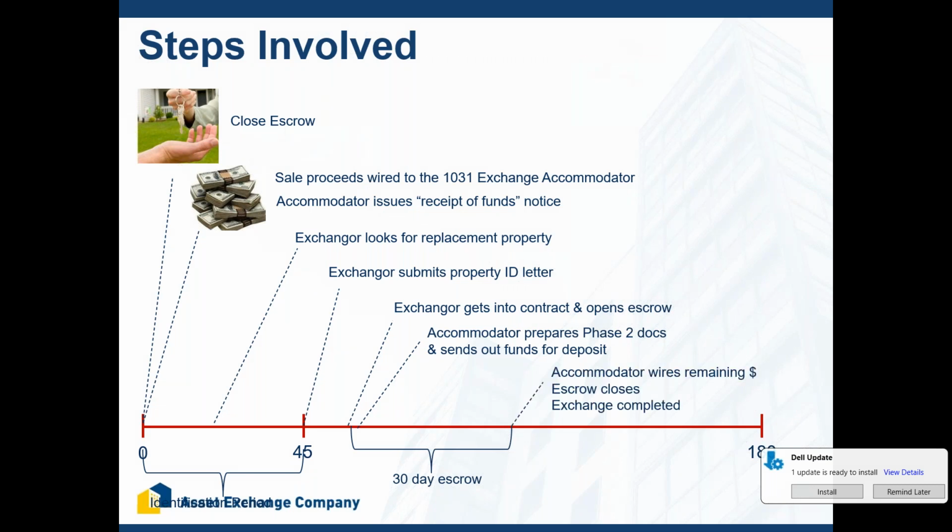And when you say go forward, we are going to wire out all of the remaining money in your account so that you can close escrow and complete your exchange by buying suitable replacement property. That is it. Now, if you've never done an exchange before, there's no magic to this. All you're doing is selling property and buying replacement property. That's it.